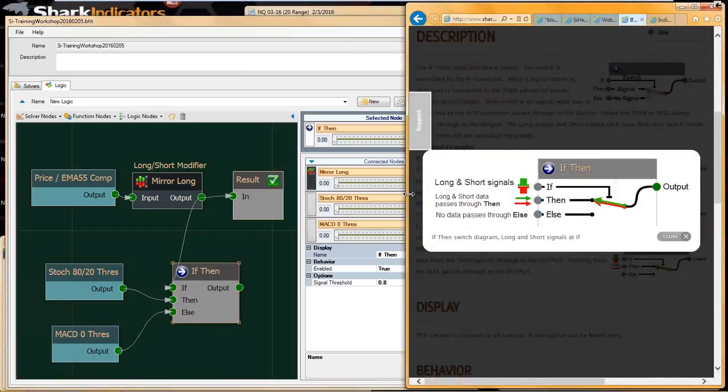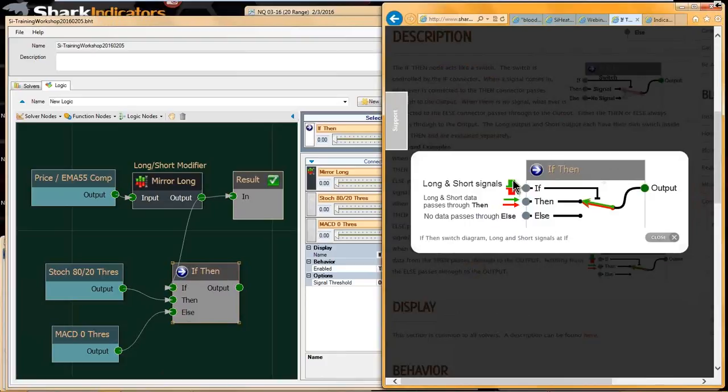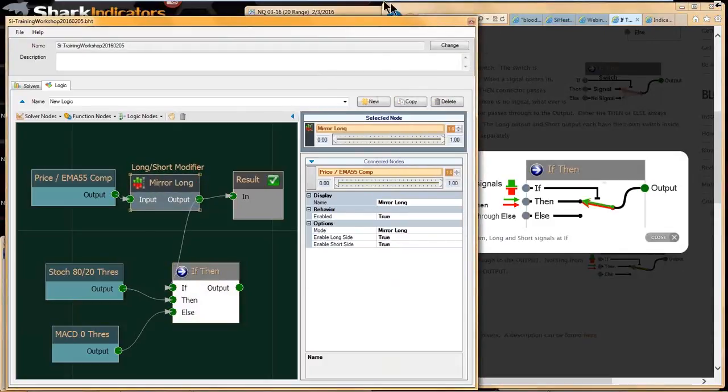All right, so once again, if we look at the graphic image, when you get long and short signals coming in, that means both switches are going to the then. And if there were no signals, then of course both switches would be connected to else. So using this long-short modifier so that you get long and short signals together is what keeps both of the switches together.